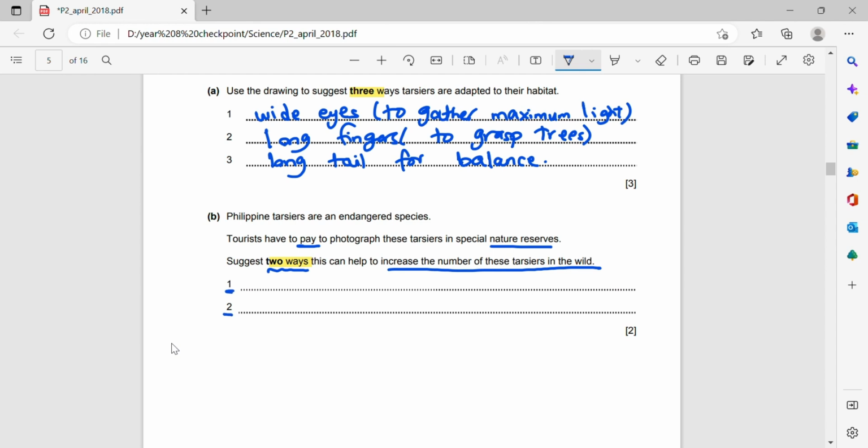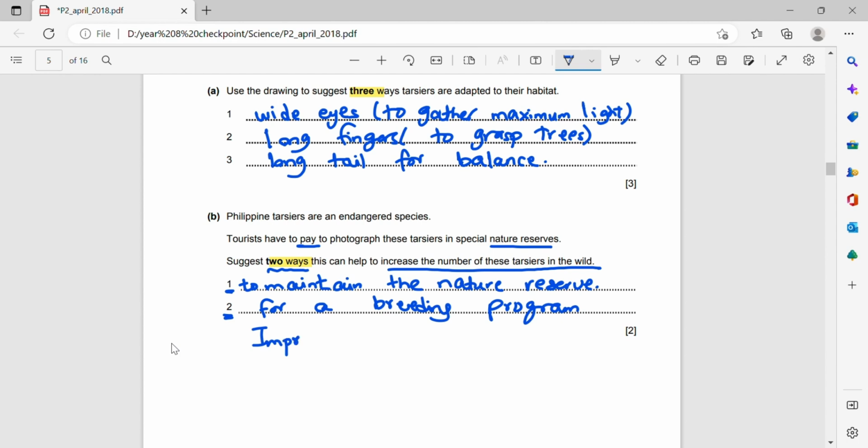We need only 2 ways, so we can write: to maintain the nature reserve, for a breeding program. They can improve the health of the tarsiers.